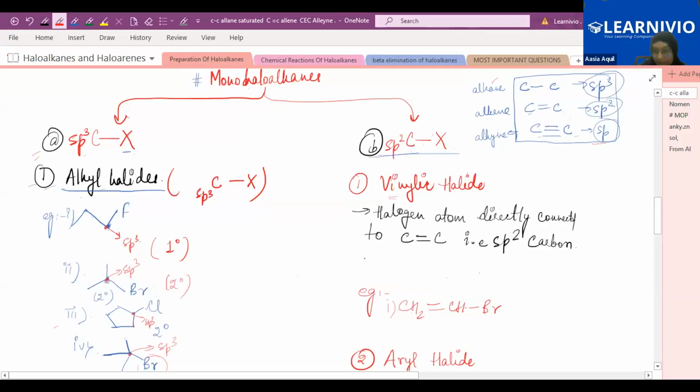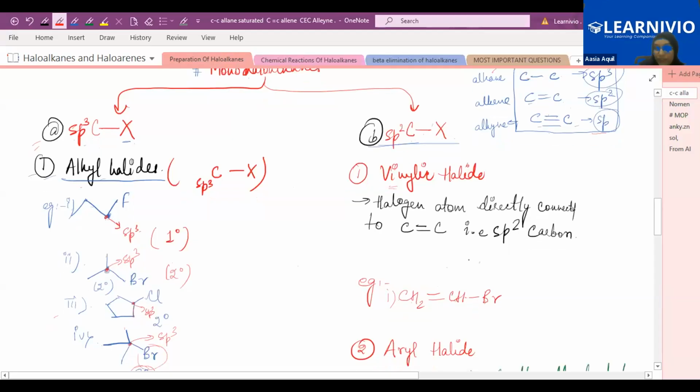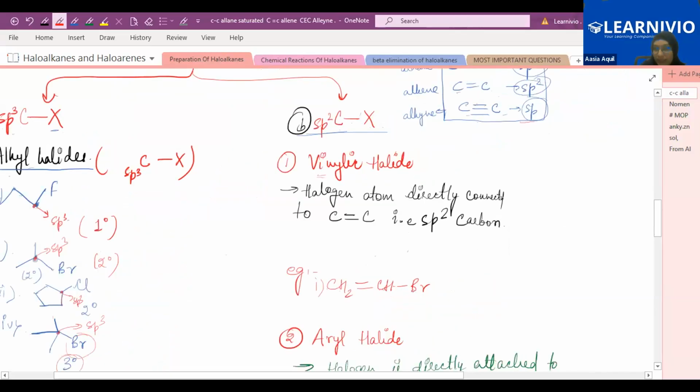See the example. In this case, you will see the halogen is directly connected to the carbon-carbon double bond. First example, the bromine is attached to this carbon, and this carbon is your sp2 hybridized carbon, right? So you will see the carbon-carbon double bond. This type of halide is known as vinylic halide. Clear, Aneesha? Yes, ma'am.